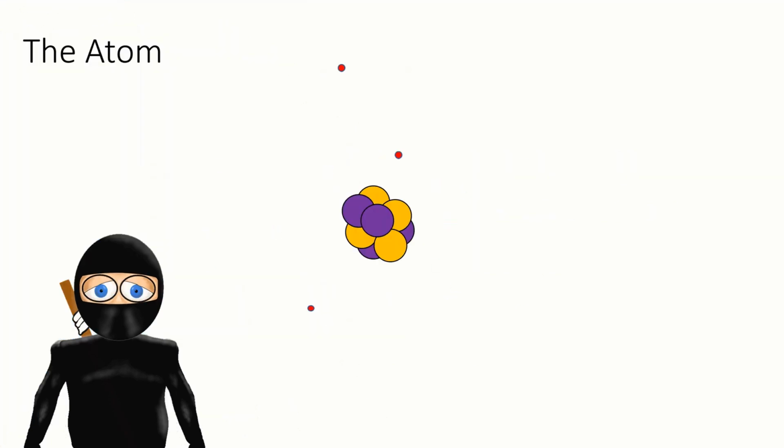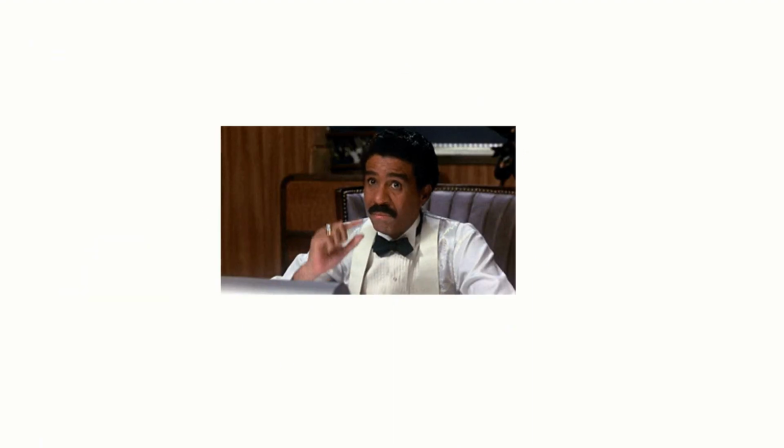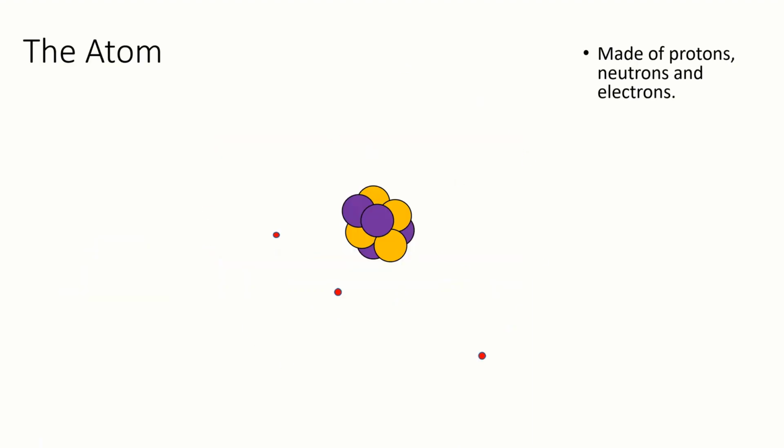So atoms are tiny blocks of matter, like mega tiny. They are the building blocks of all the matter in the universe. Atoms themselves are made up of smaller particles called protons, neutrons and electrons. Protons and neutrons are small, but the electrons are even smaller than them. Protons and neutrons are roughly 2,000 times bigger than the electrons.